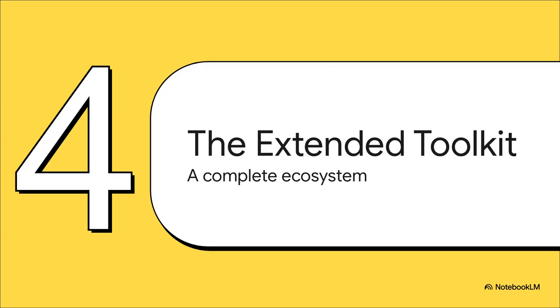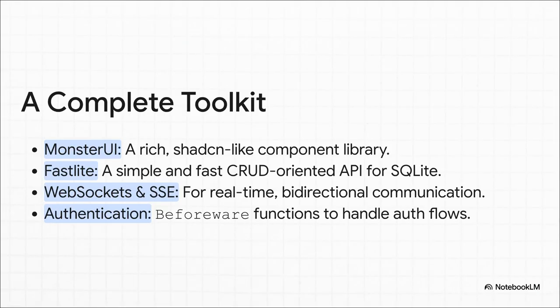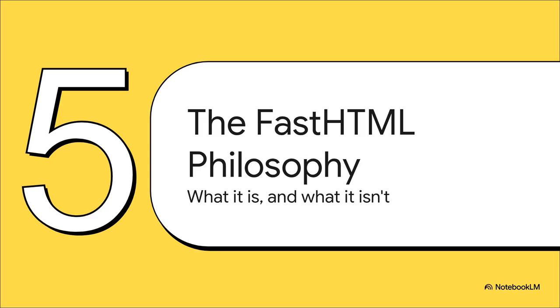But FastHTML isn't just about rendering tags and handling forms. It really aims to be a complete toolkit, batteries included, giving you what you need to build a real-world application right out of the box. For instance, it comes with something called Monster UI, which is a library of pre-built components to quickly create really sharp-looking interfaces. For your database needs, there's FastLite, a super simple way to do create, read, update, and delete operations on SQLite. And when you need real-time updates, think live notifications or dashboards, it has built-in helpers for WebSockets and server-sent events. It even has a clean way to handle things like user authentication before a request ever hits your main logic.